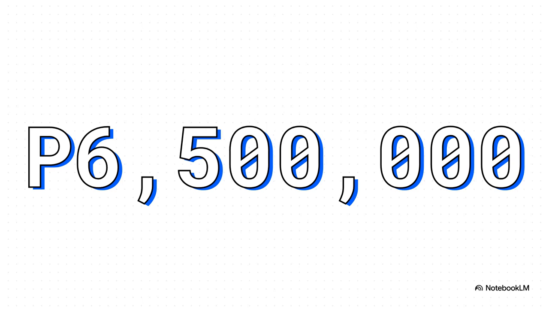All right, we're almost there. Let's finish this calculation. We take that maturity value, the P6,450,000, and we add that pesky 50,000 peso protest fee. And that gives us our grand total, a nice round 6,500,000 pesos.